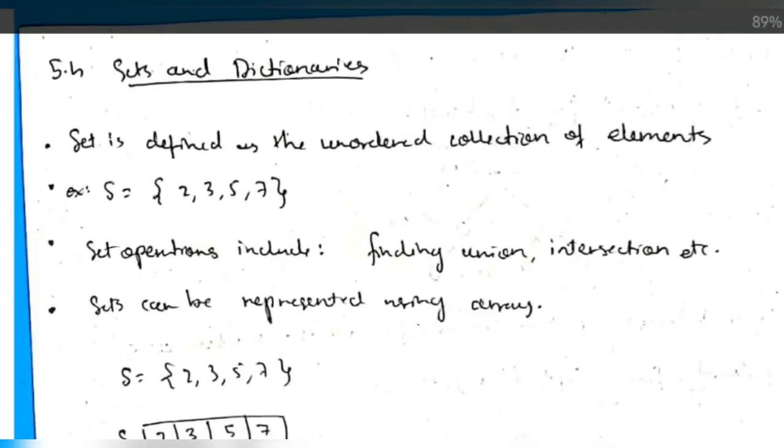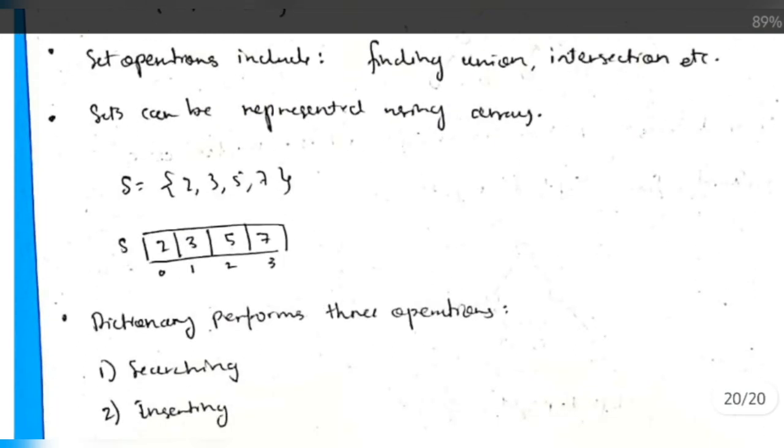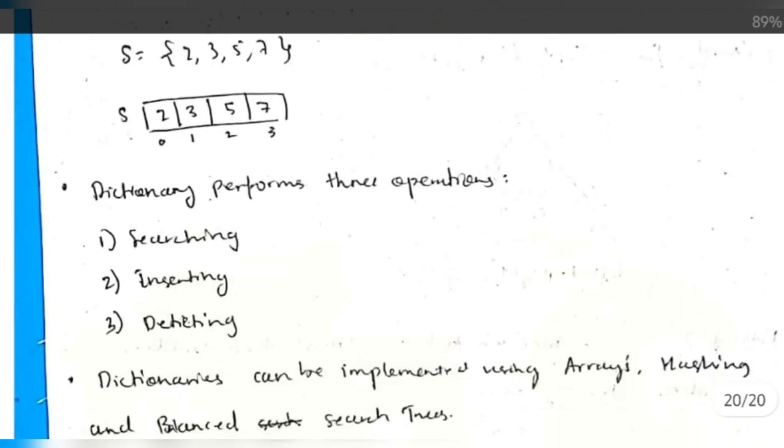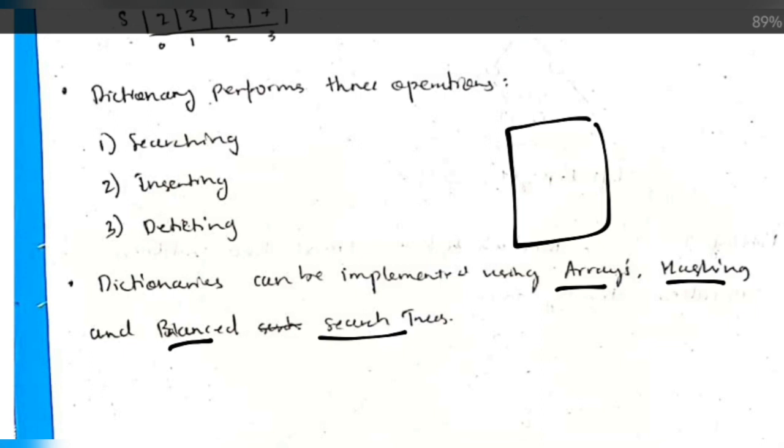Coming to sets and dictionaries, a set is defined as an unordered collection of elements. Okay, so this is known as a set, and it can perform the following operations: finding union and intersection. A set can be represented using an array, and the elements will be inserted sequentially in the array. Now what's a dictionary? A dictionary is a type of data structure which can be implemented using arrays, hashing, and balanced search trees. Okay, and it can perform the following operations: searching, inserting, and deleting.